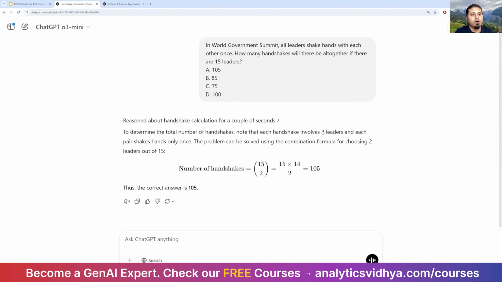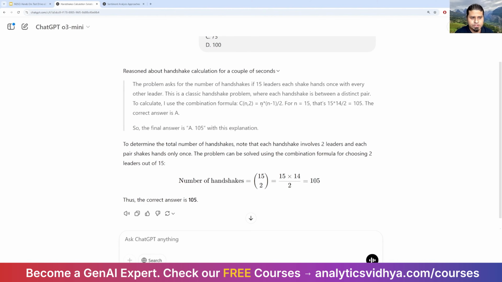So here I've typed in the problem. In the World Government Summit, leaders shake hands with each other once only. How many handshakes will be there together if there are 15 leaders? And these are the options. And then it, again, reasons for just a couple of seconds.